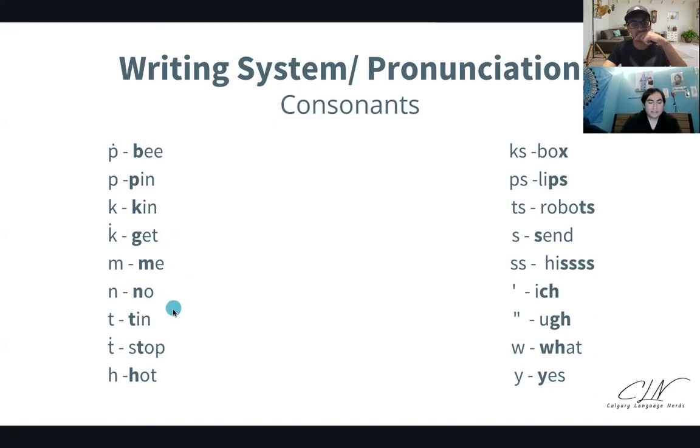Then the next symbol is a T without the dot on top, and you could pronounce that as te, or as in the word tin. Then next up is T with a dot on top, and you could pronounce it as in the word stop. You could pronounce it like day.